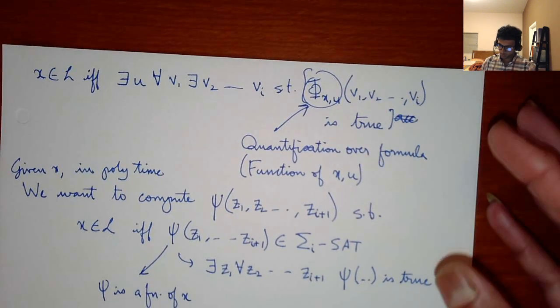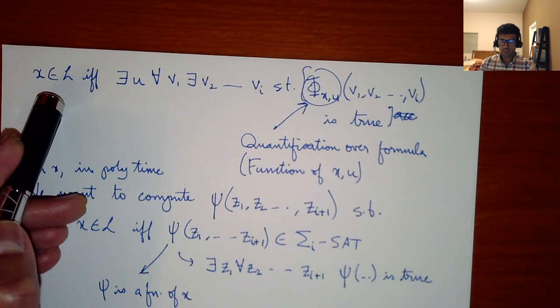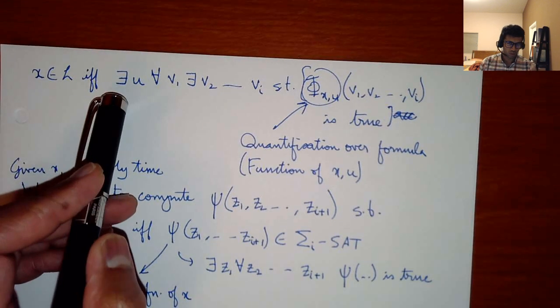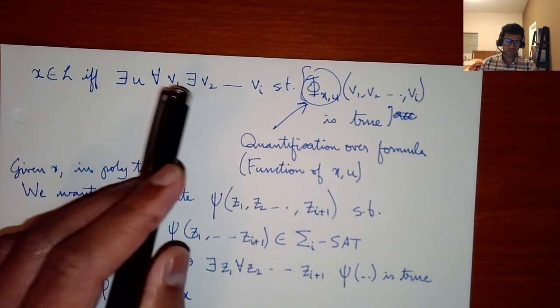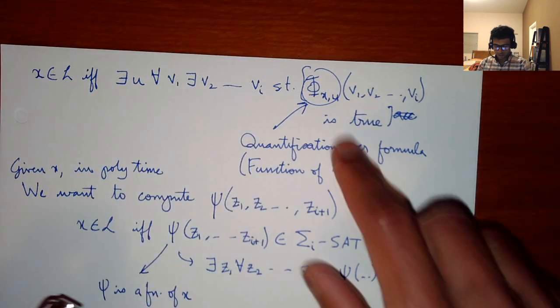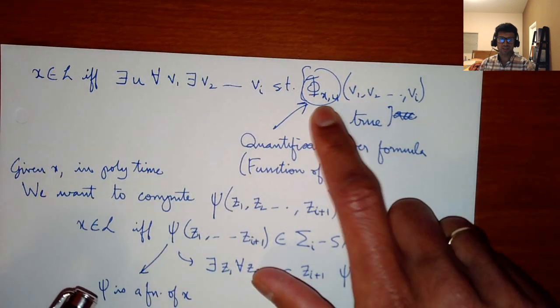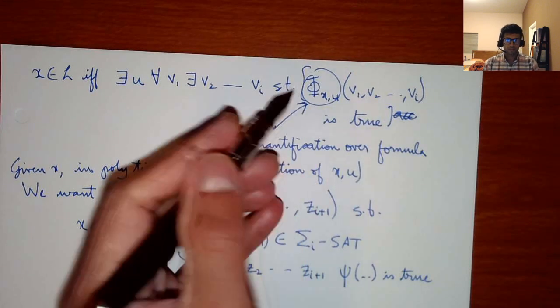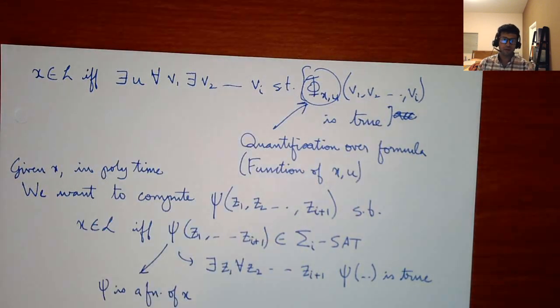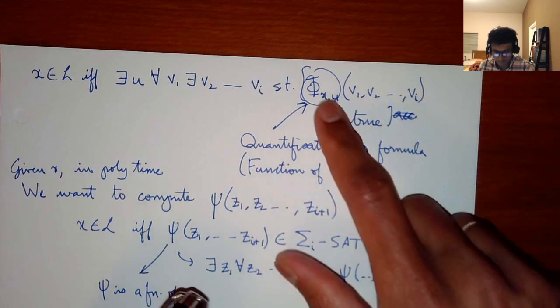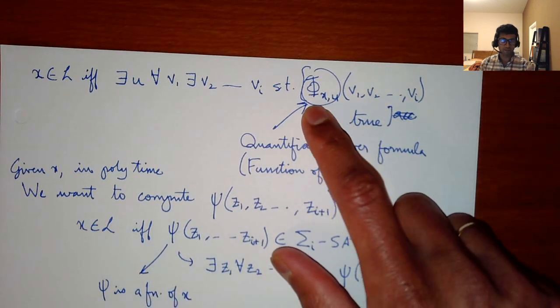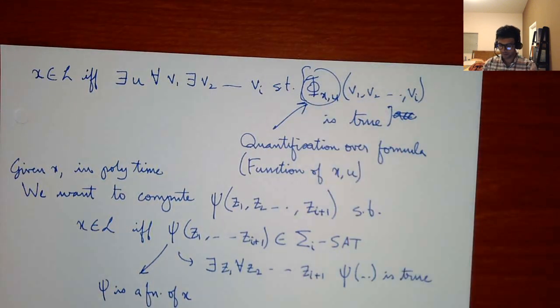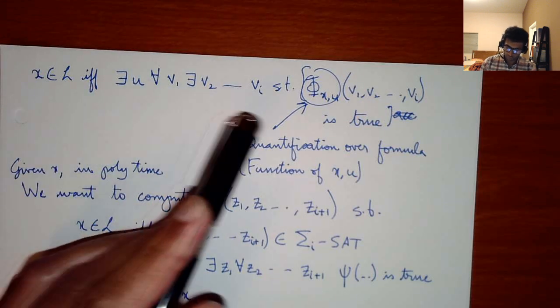Okay. So let's just write that down. We say x is in L if and only if there exists a u, which was the u1, such that for all v1 there exists a u2 up to vi, such that phi x u is true. This is some formula of v1, v2 up to vi. There is a quantification over the formula. The formula is not fixed. The formula is itself like a variable because the formula depends on u.